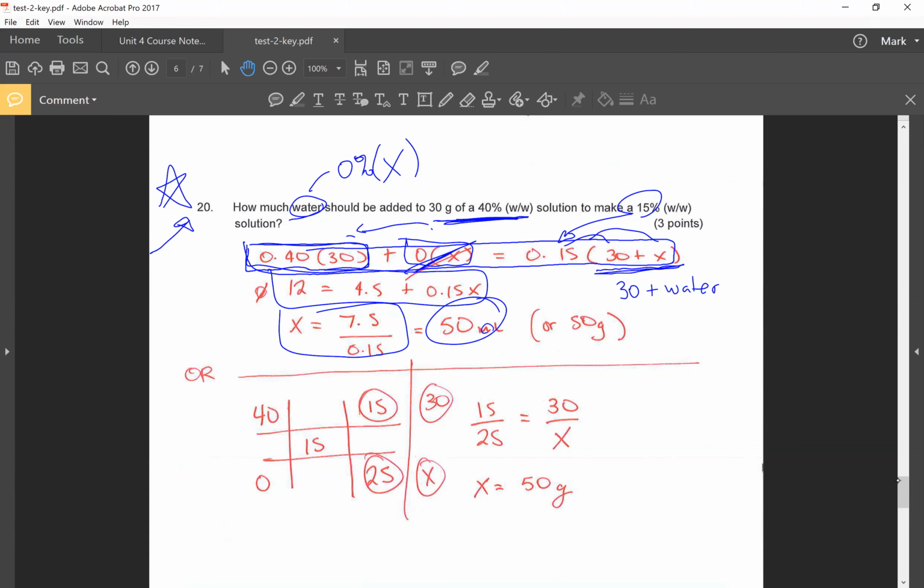Actually, what this should be is 50 grams or milliliters. Doesn't really matter because water is the same. So 50 grams, 50 milliliters.